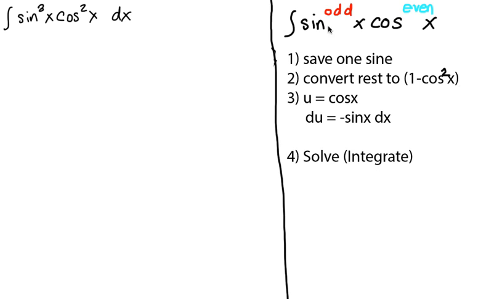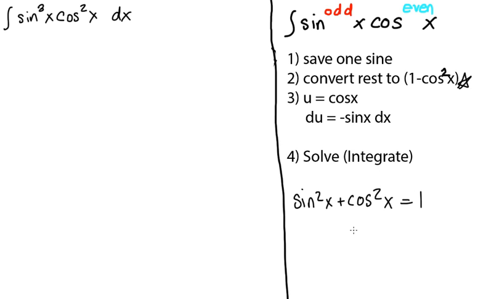Today we'll be looking at the specific case where sine is raised to an odd power and cosine is raised to an even power. Now the first step is save one sine. The second step is to convert the rest to 1 minus cosine squared x, and this comes from the identity sine squared x plus cosine squared x equals 1.